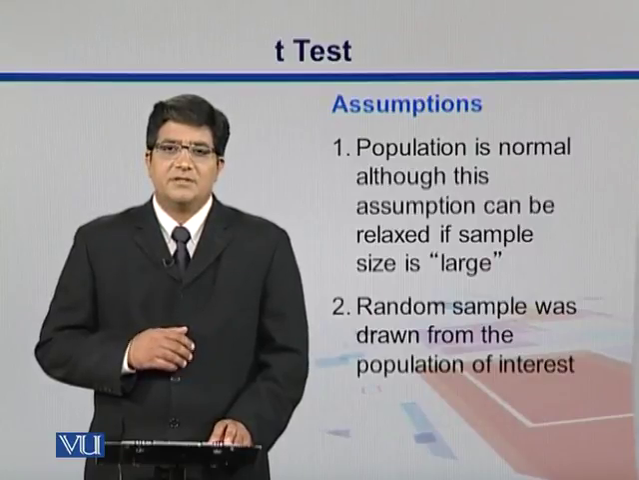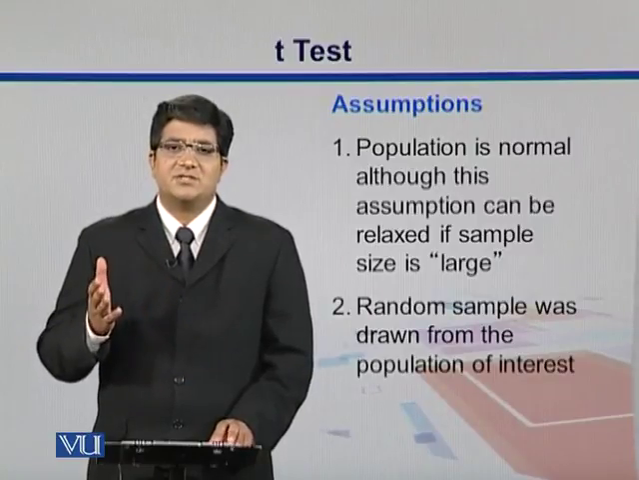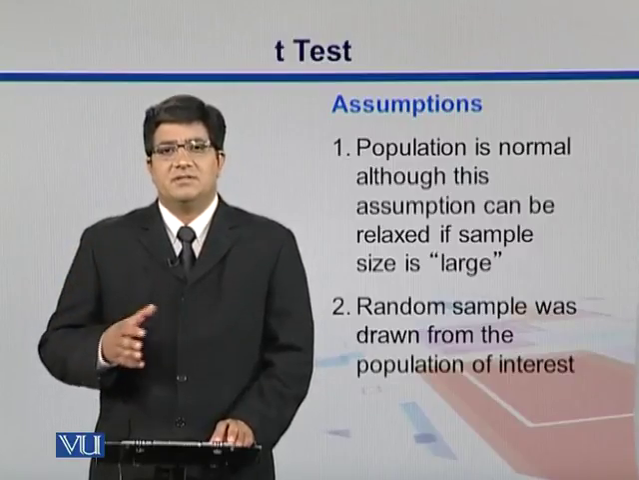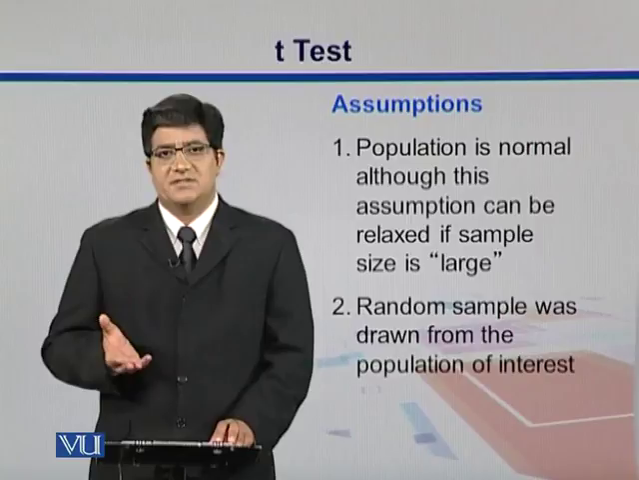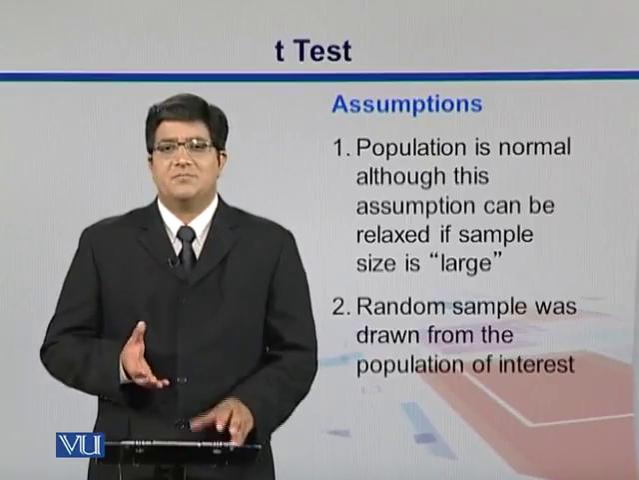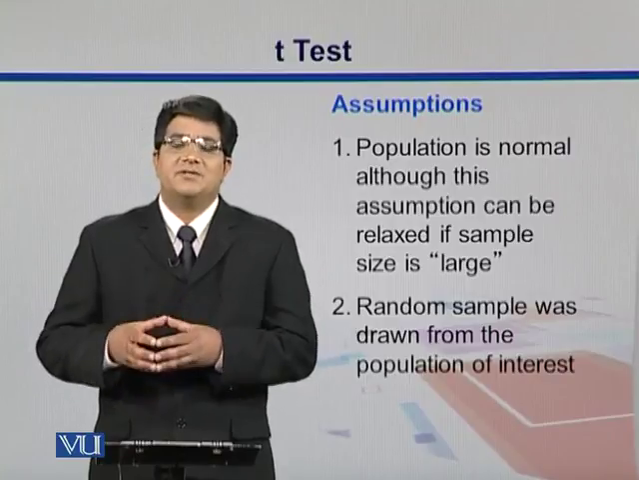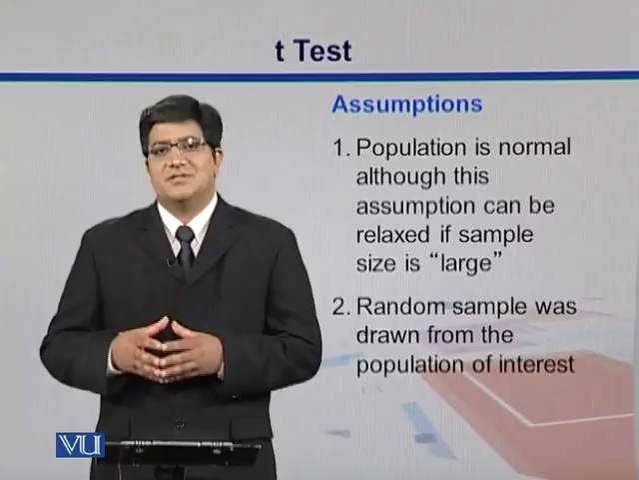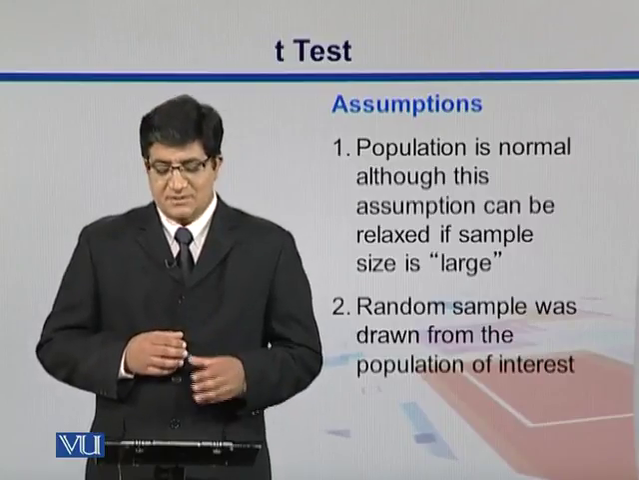Why he adopted the name Student is an interesting story. Since he was working in an industry, he found some issues with the z distribution. So he wanted to introduce his own distribution, but the company never wanted him to publish his work. So he published his work with the name Student. That's why this distribution is called Student distribution.